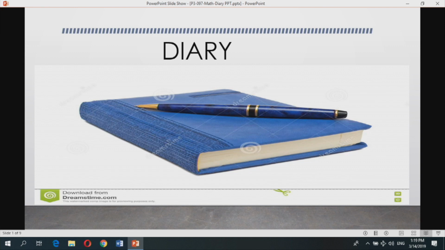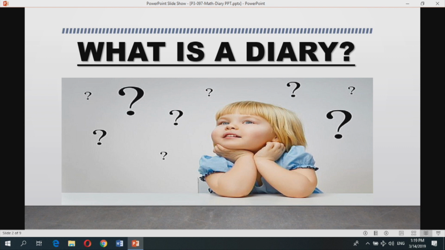Okay, what can you see in the picture, guys? Book and pen, yes. This is how traditionally people keep a diary. They will write their meetings and appointments in a book. But nowadays we have the internet, so some people keep an online diary too. What is a diary? Earlier we had a little look at a basic type of diary where we can make a note of what we do during the day. So let's look at some more examples.